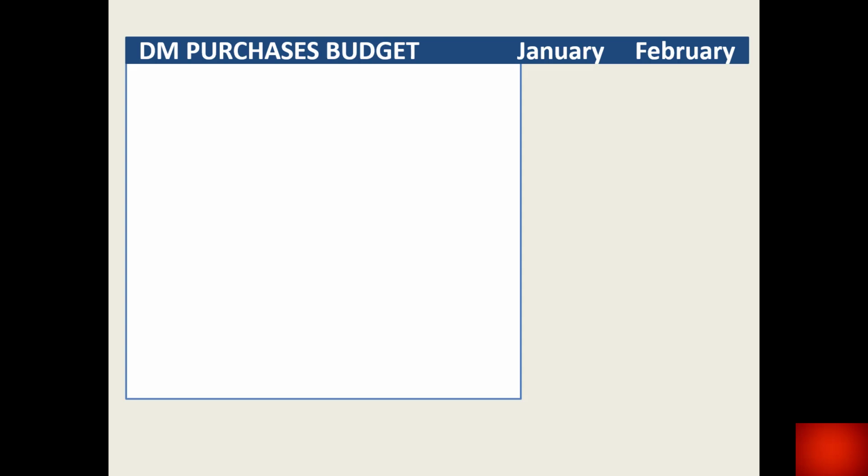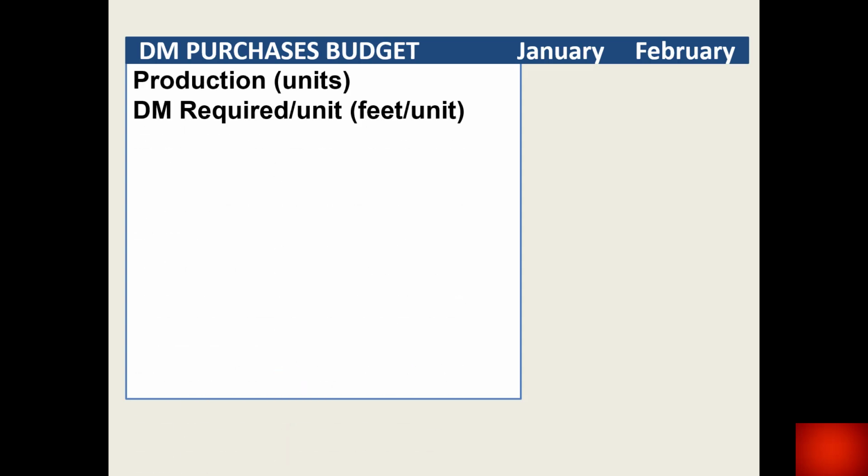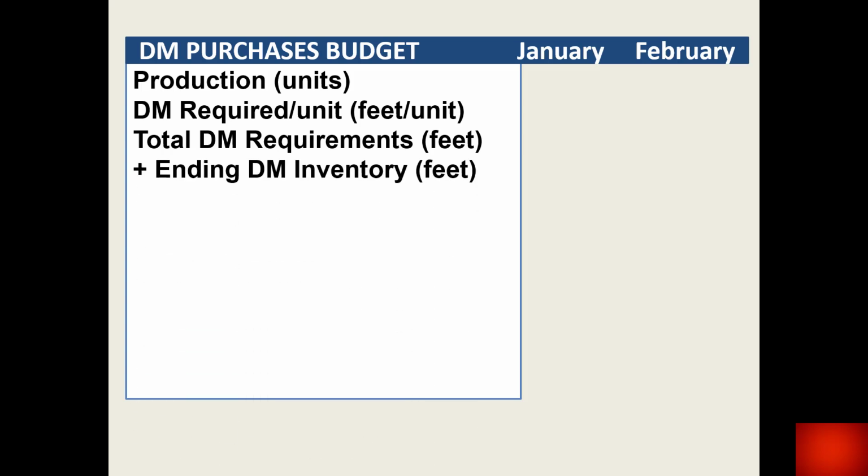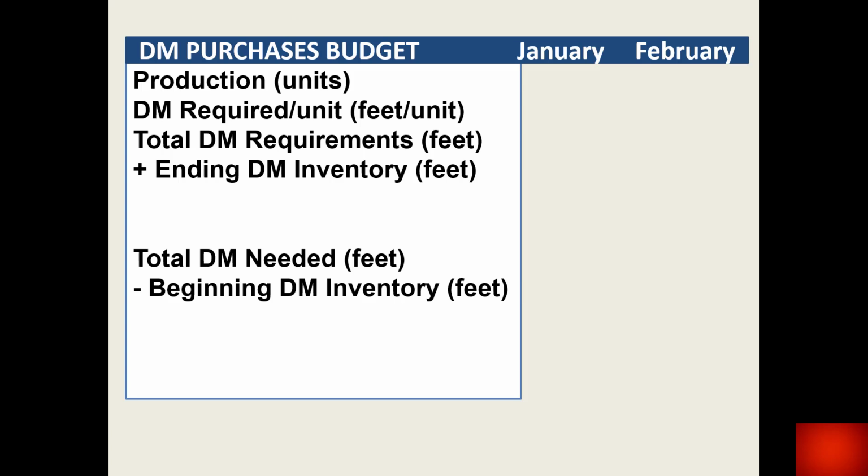To calculate purchases, you'll begin with production. You'll multiply by the direct material required per unit. That will give us our total direct material required. We'll add our ending direct material inventory to get the total materials needed. We'll subtract our beginning direct material inventory, and that will give us our purchases in terms of feet.